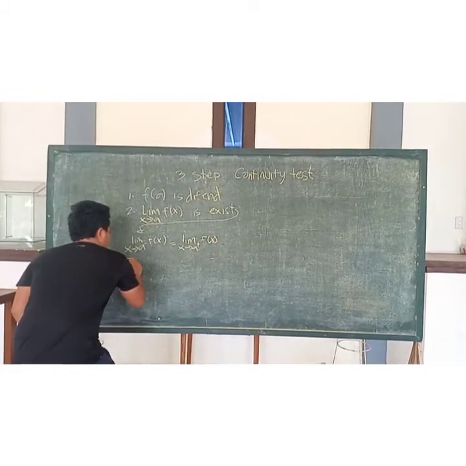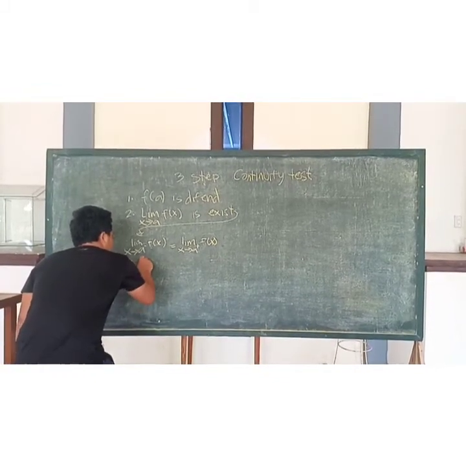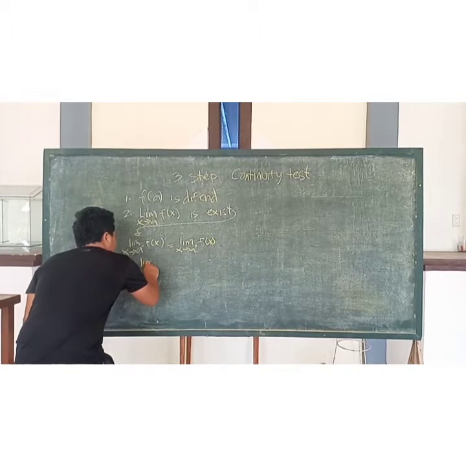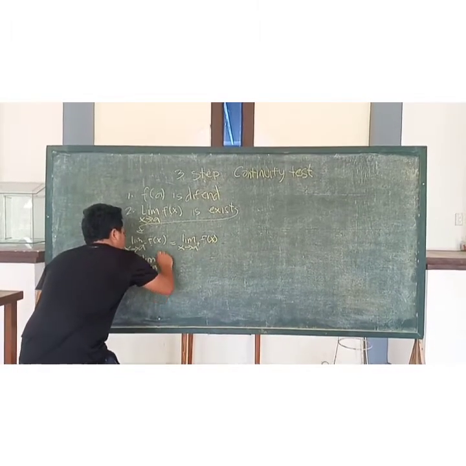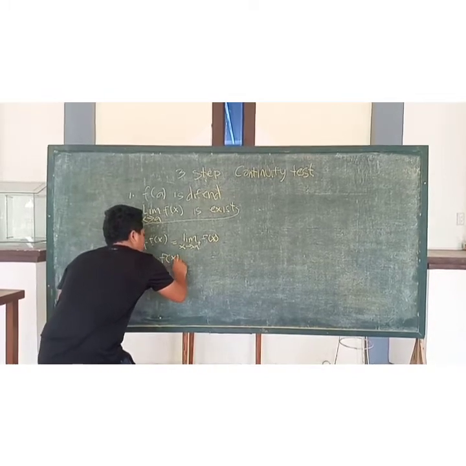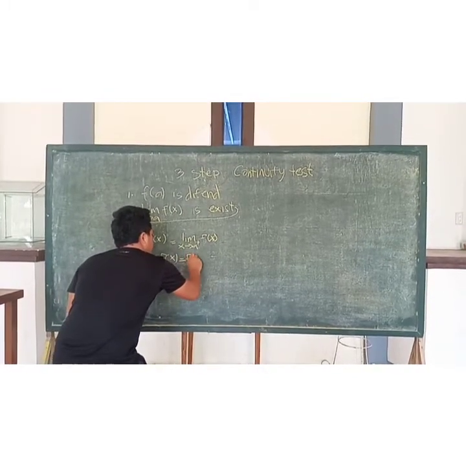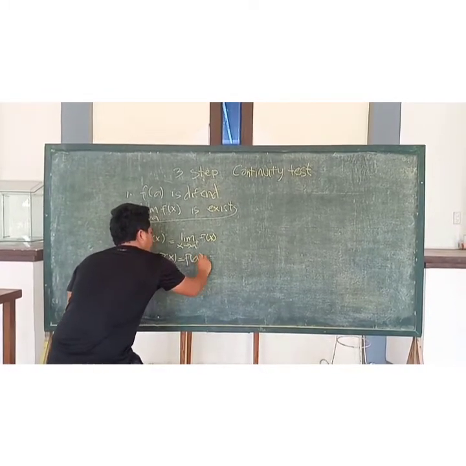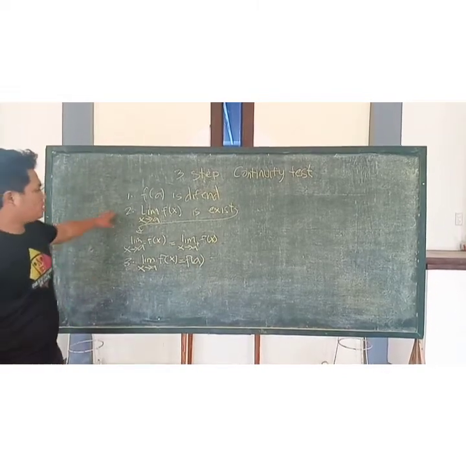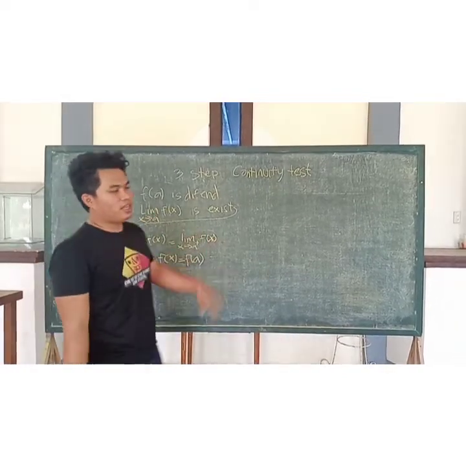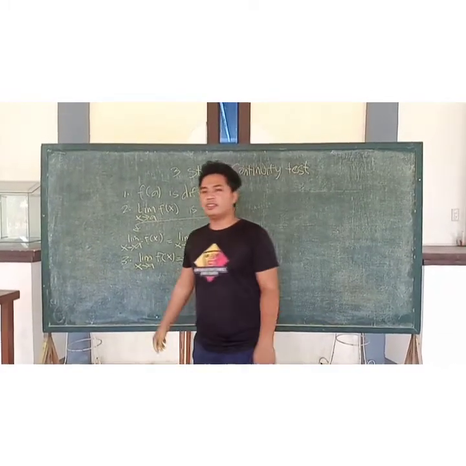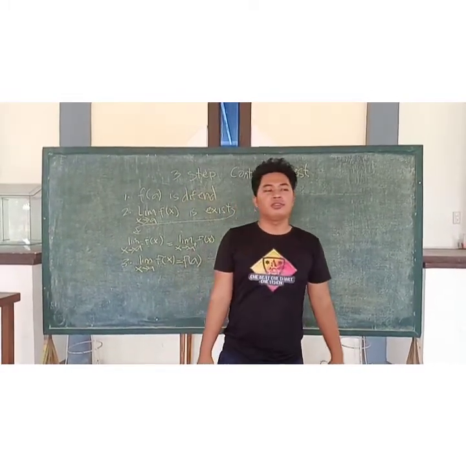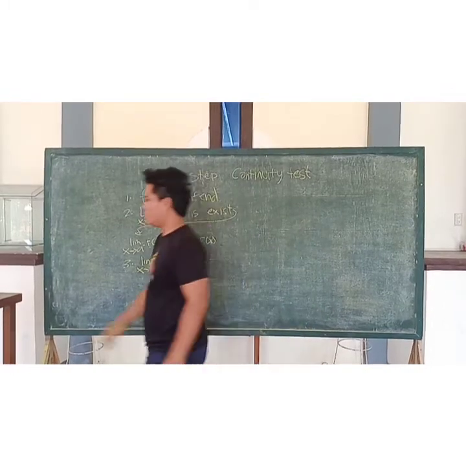Next, step number three: the limit of x approaches a of f of x is equal to f of a. So these are the three steps to identify whether a function is continuous or discontinuous.